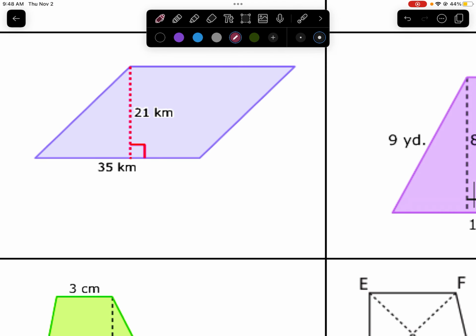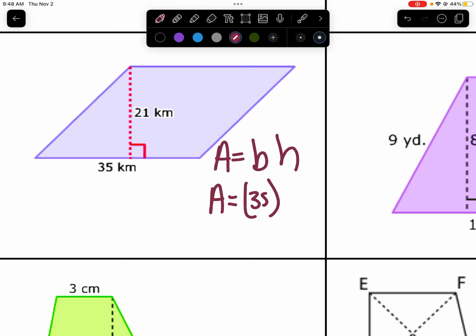For our parallelogram, area equals base times height, and in this parallelogram, our base is 35, our height is 21. I do need a calculator for this one. 35 times 21, I find that the area of this parallelogram is 735 square kilometers.